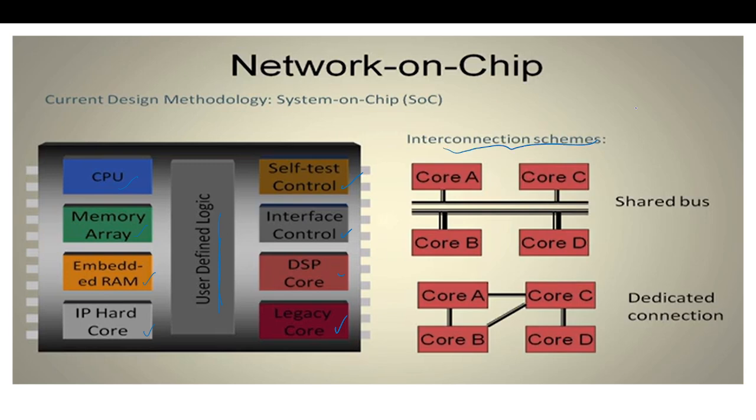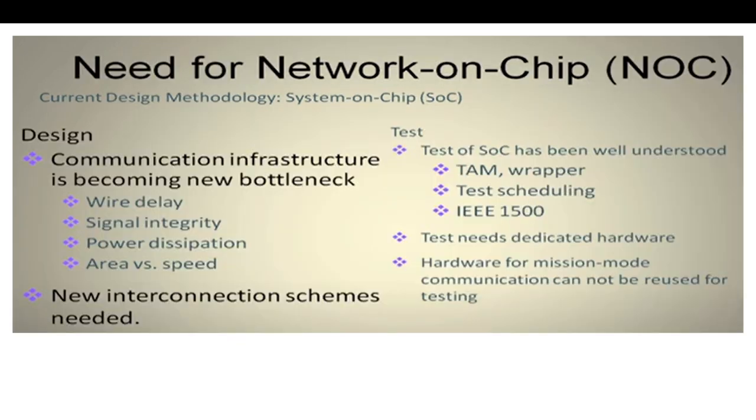For the interconnection scheme, we have said that we will have a shared bus, but with this shared bus we cannot keep adding cores. It will degrade the performance of the bus. And for dedicated connections, you can see that there is multiple routing required. If the number of cores increases, then the number of interconnects will go up significantly. So we are saying that there is a need for a network on chip.